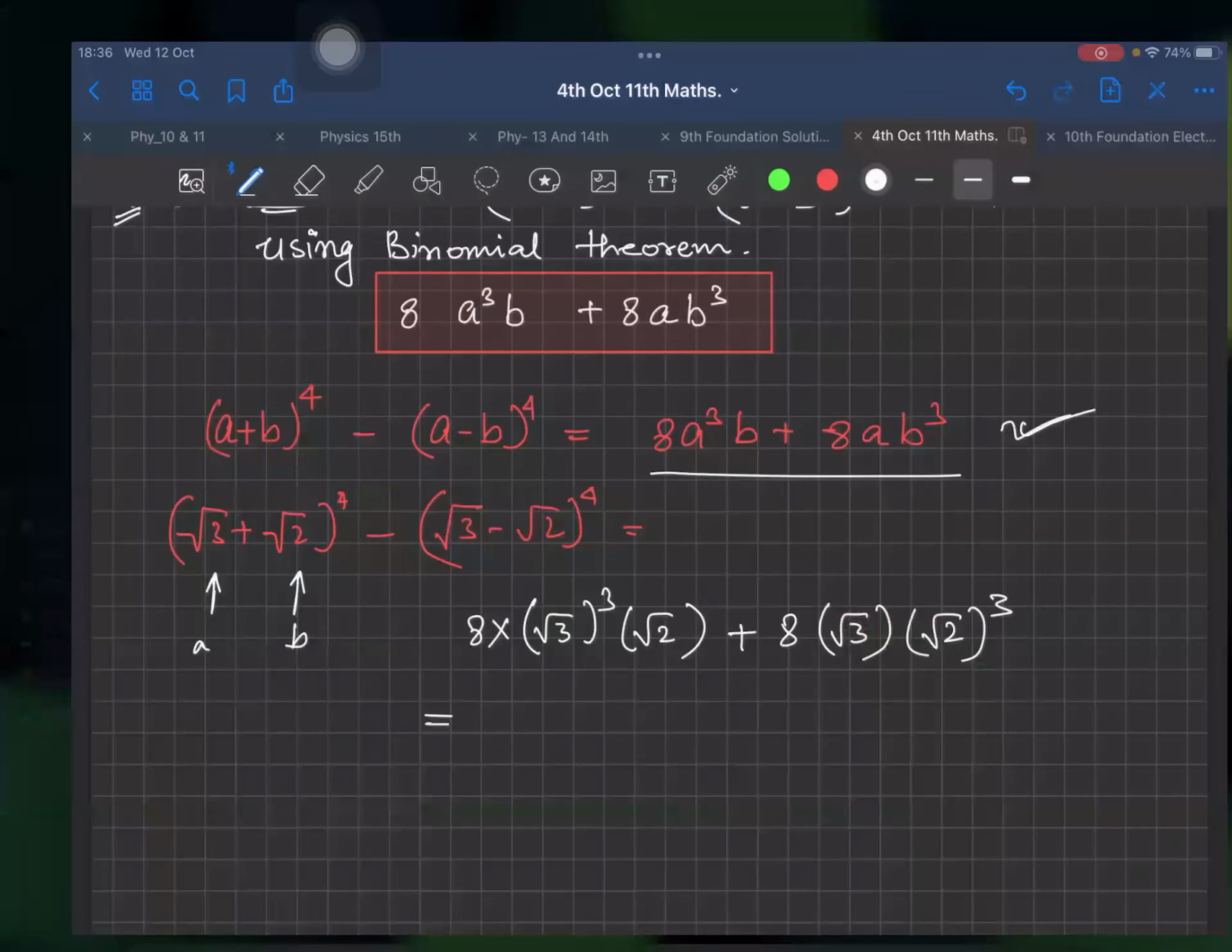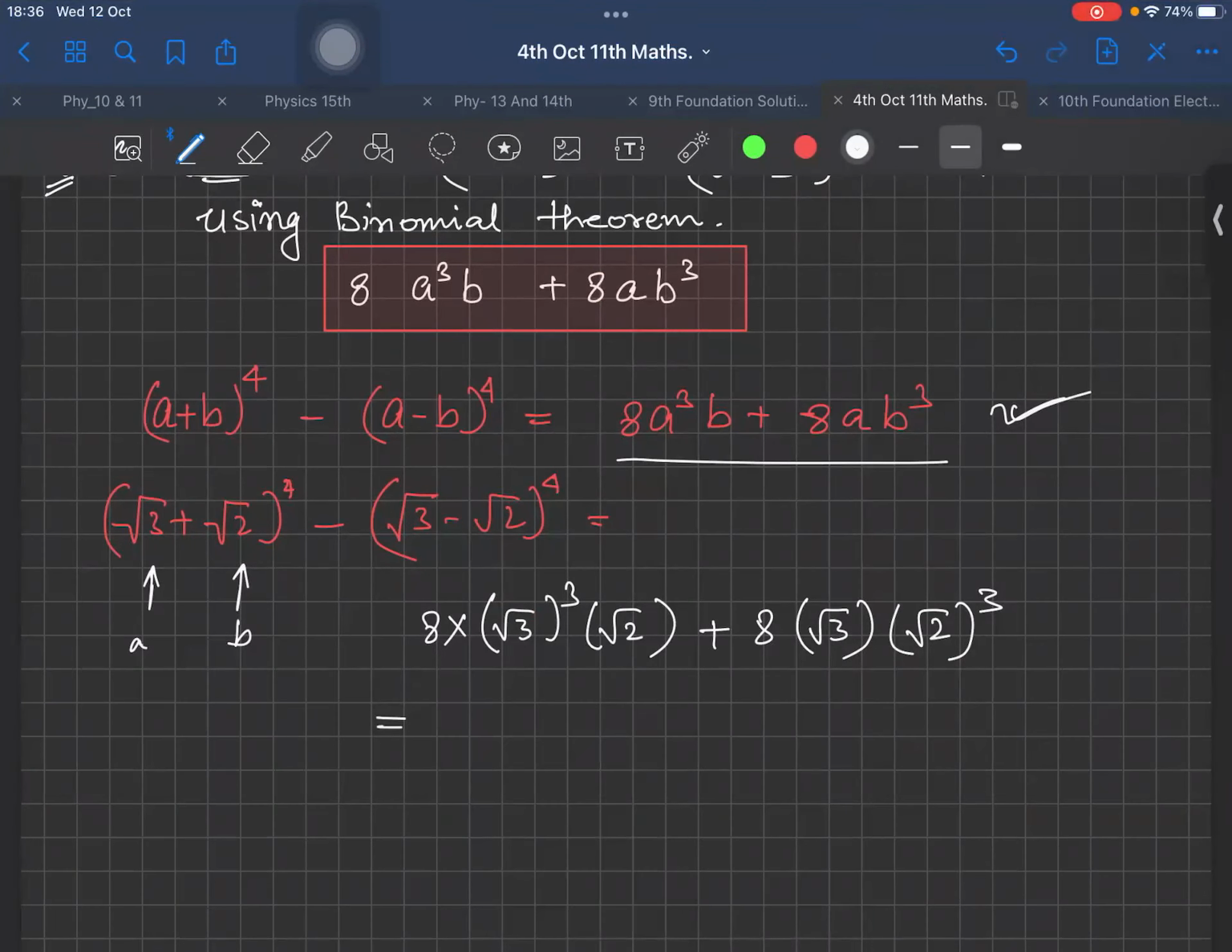No, you tell me how. What is the next step? 8 root 6. Where from you get root 6? From root 3 into root 2, sir. Fine. Then root 3 square plus root 2 square.